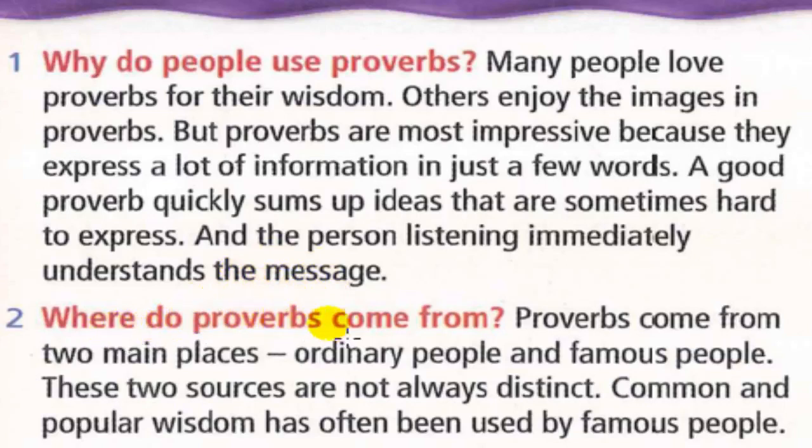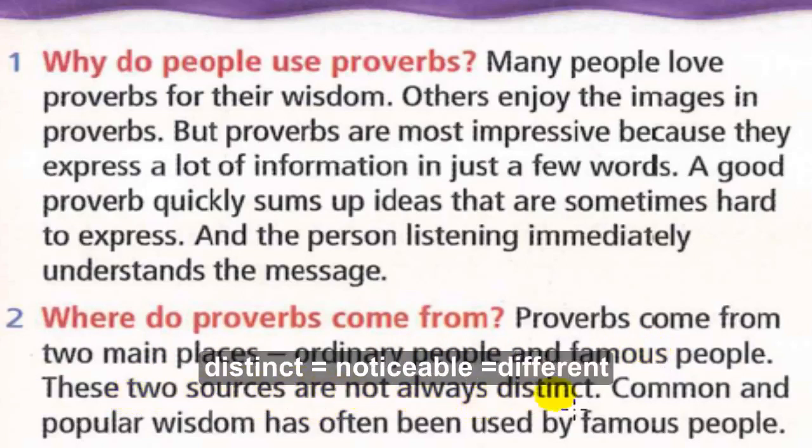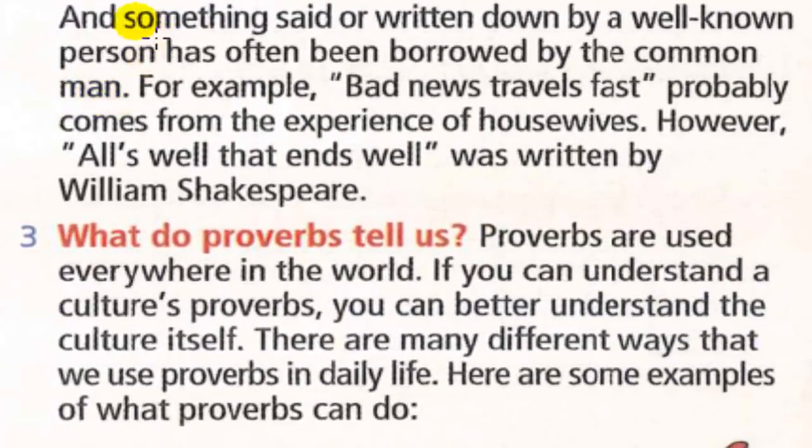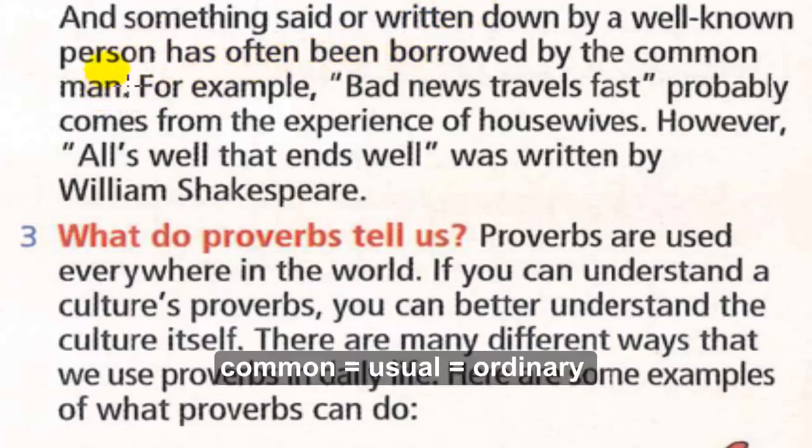Two. Where do proverbs come from? Proverbs come from two main places. Ordinary people, like you and me, and famous people, very famous persons. These two sources are not always distinct. Common and popular wisdom has often been used by famous people. And something said or written down by a well-known person has often been borrowed by the common man, the ordinary man.